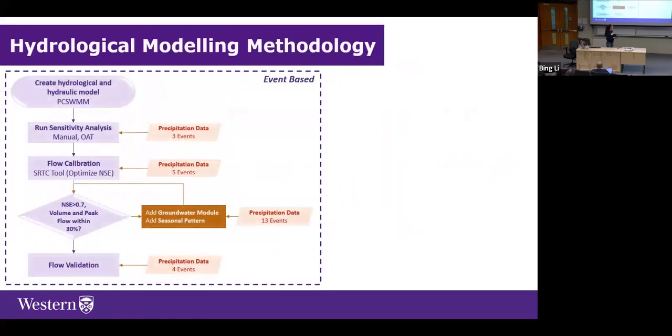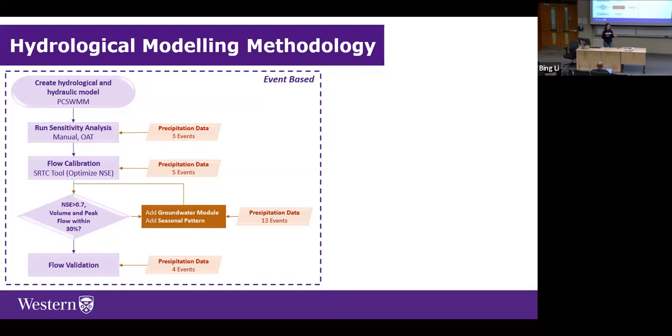My methodology can be summarized in this chart. I started off with the event-based hydrological model, and I used PC-SWMM. PC-SWMM incorporates SWMM, which is the Storm Water Management Model created by the US EPA. So I created the hydrological and hydraulic model. I did a sensitivity analysis using a manual one-at-a-time method. Flow calibration was done using a tool in PC-SWMM called the SRTC tool, and essentially what this helped me do is optimize the NSE value.